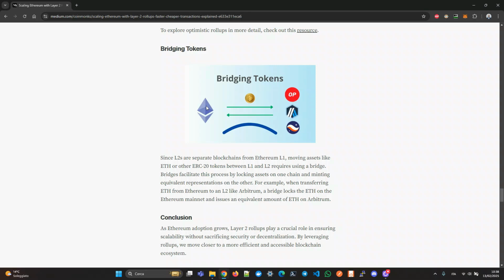But it is important to know that if we have some tokens on the layer 1 and we want to move these tokens to a layer 2, we must use a bridge. To go back to the point that we were stating before, layer 1 and layer 2 are two separate blockchains, each one with its own tokens. So if we have tokens on layer 1, these tokens are not available on layer 2 unless we bridge them.